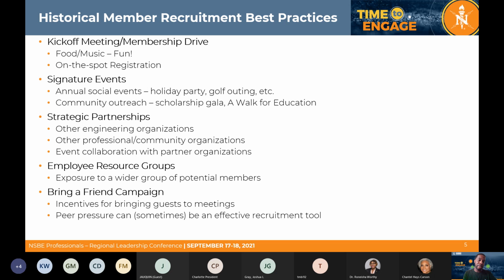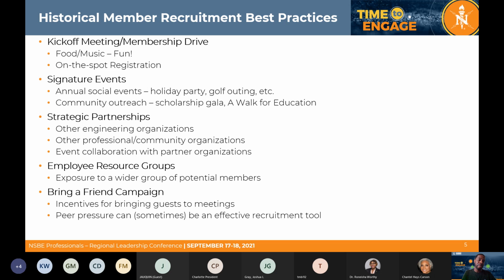And another avenue is employee resource groups. So many of us work for pretty big companies that have employee resource groups for a variety of demographics. Usually there's an African-American group, a group for women, a group for Latinx or Asians.